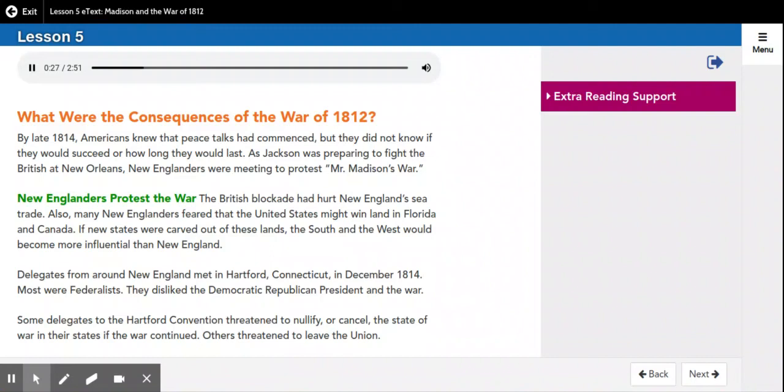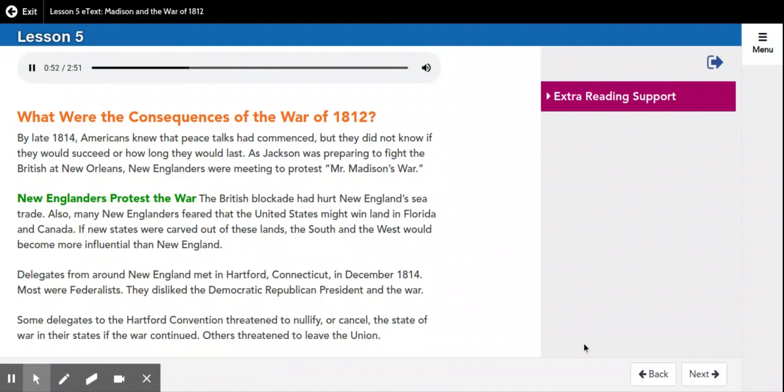The British blockade had hurt New England's sea trade. Also, many New Englanders feared that the United States might win land in Florida and Canada. If new states were carved out of these lands, the South and the West would become more influential than New England. Delegates from around New England met in Hartford, Connecticut in December 1814.